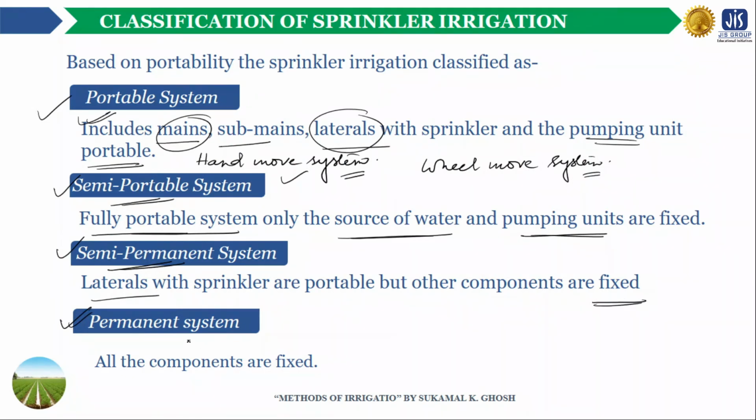Now for the permanent system, basically all the components are fixed. This fully permanent system consists of permanently laid mains, submains, lateral pipelines, and the source of water as well as the pumping unit are also fixed. The mains, submains and lateral pipelines are usually buried below the plow depth. The sprinklers are also permanently located on each riser. Basically, the sprinkler installations in orchards are usually of the permanent type, though this permanent system is very costly.